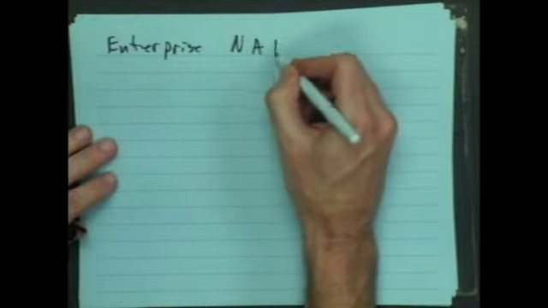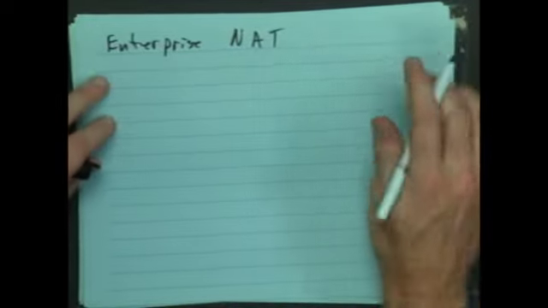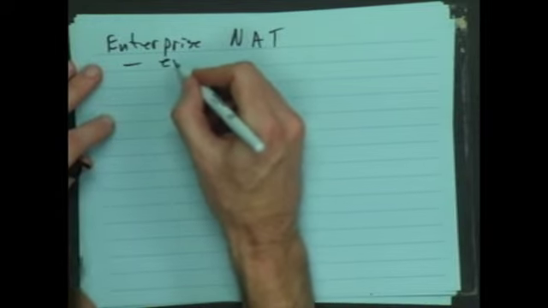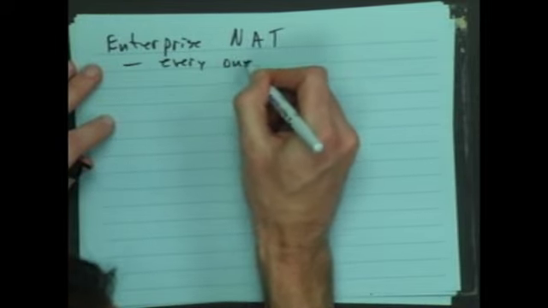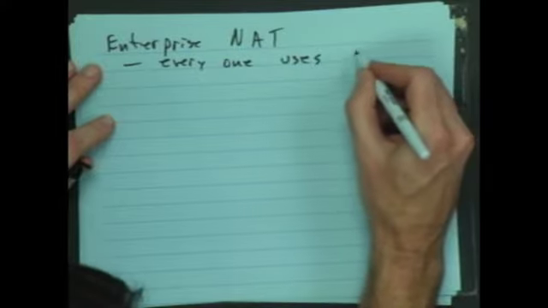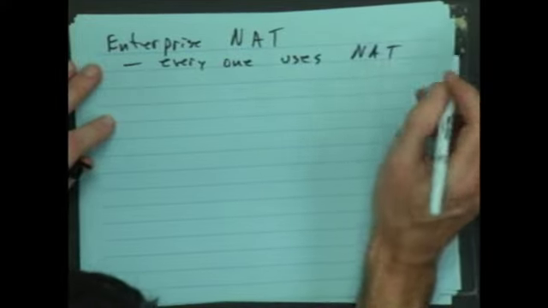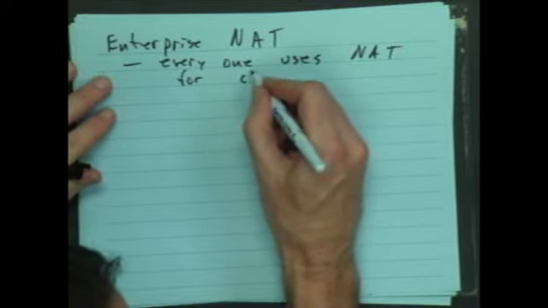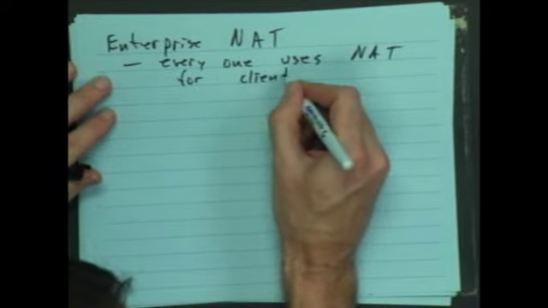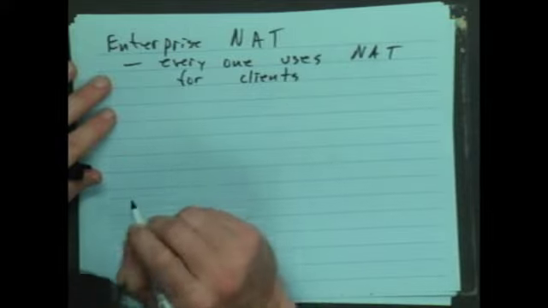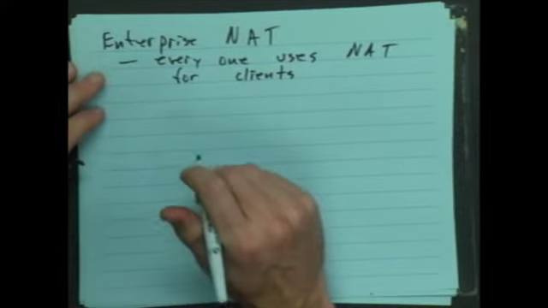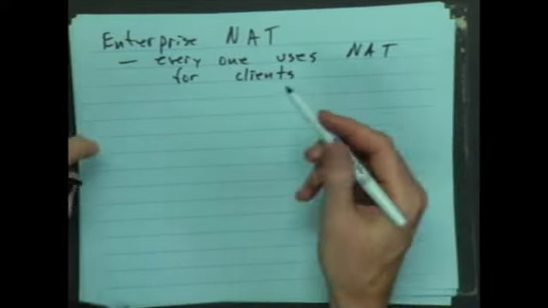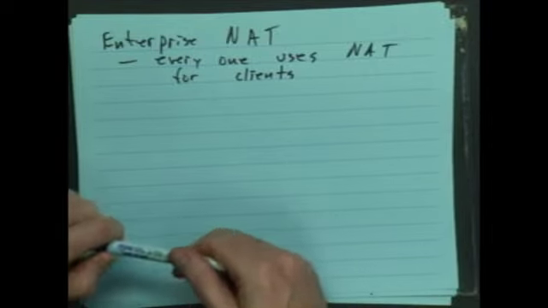NAT is very, very common, okay? You can pretty much assume that when you're on your client computer, like when you're in your office or in your cubicle, you're going to be behind NAT. You're not going to have a real IP address.